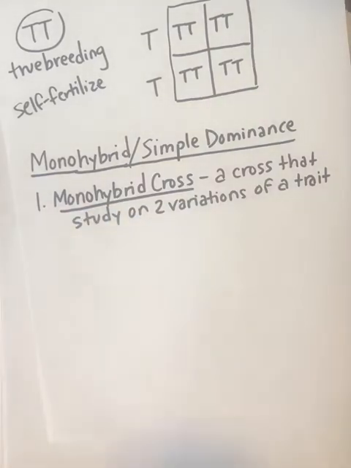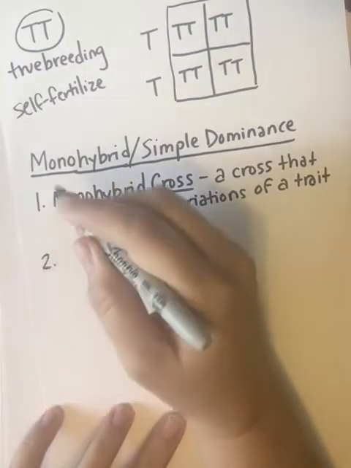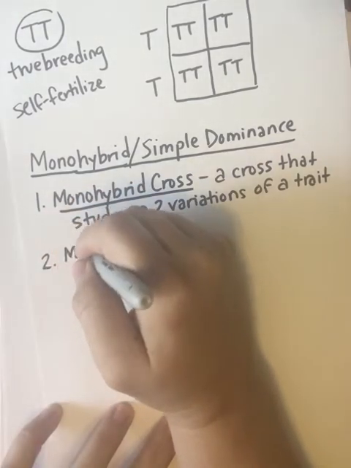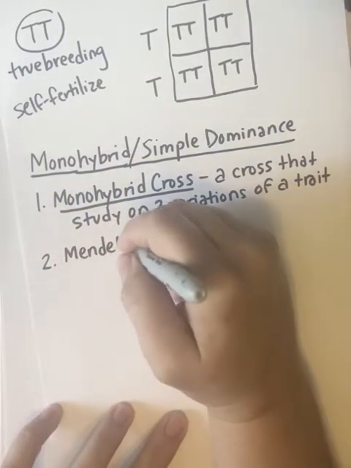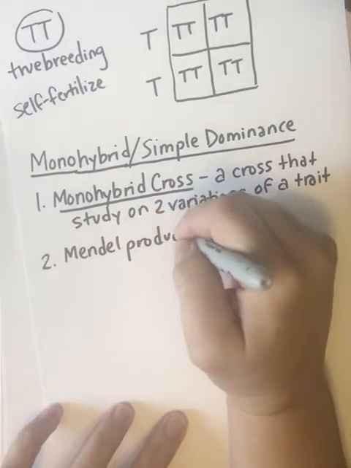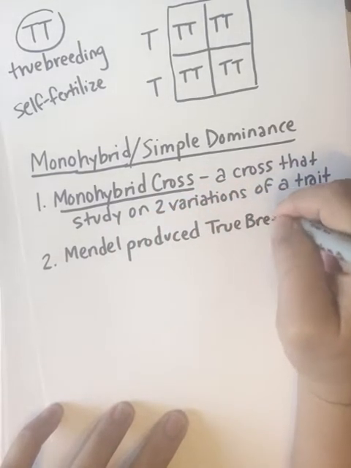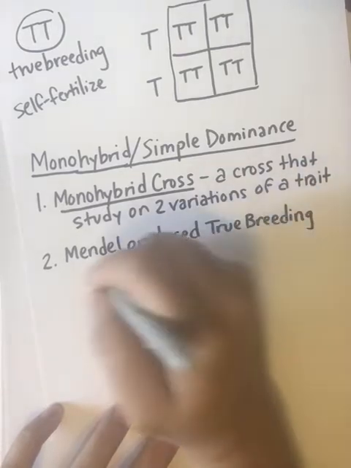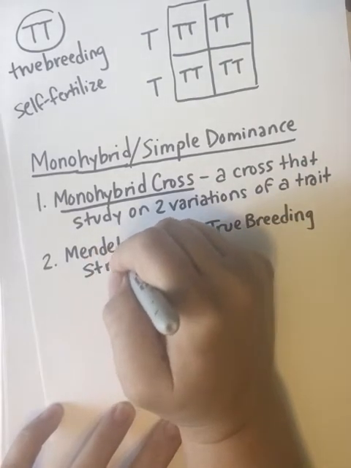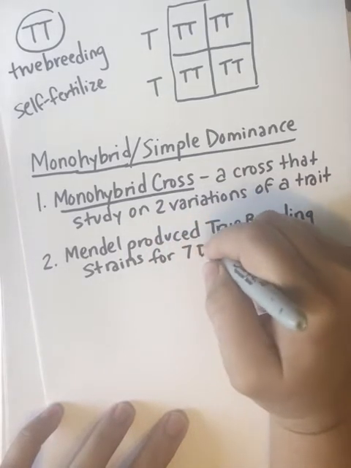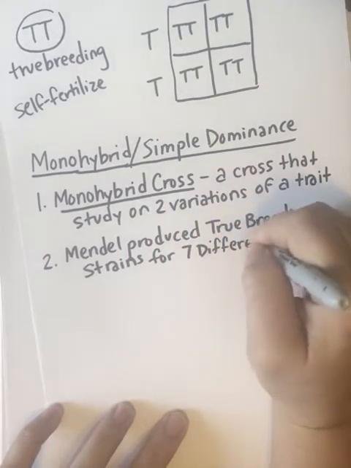So it's important to understand that Mendel produced true breeding strains for 7 different traits in pea plants.